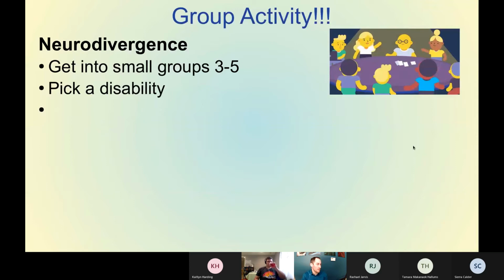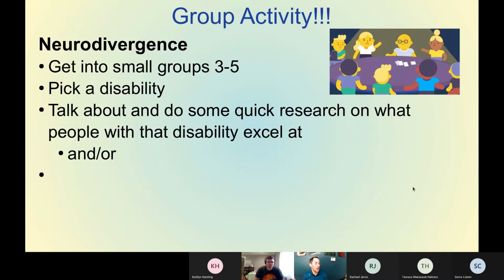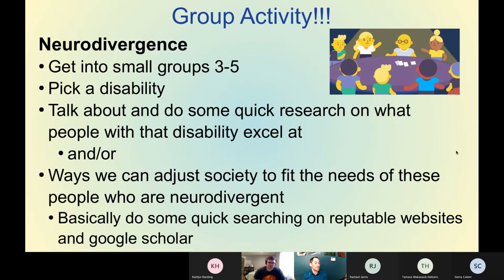So what we're going to do now is a little bit different than it says right here. Since we have only a couple students in this class, and it looks like we've got 5 here in class right now, I think rather than getting into small groups, what I'll have everybody do is pick any of these aspects of neurodiversity. So we talked about dyslexia, dysgraphia, dyscalculia, we talked about ADHD, we talked about autism spectrum disorders. So pick one that's of interest to you, and essentially we're going to see if we can find any research on what people with that neurodivergence excel at.